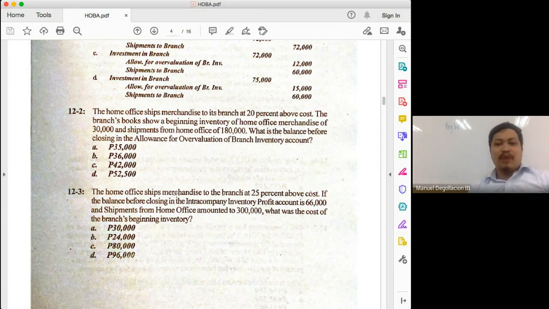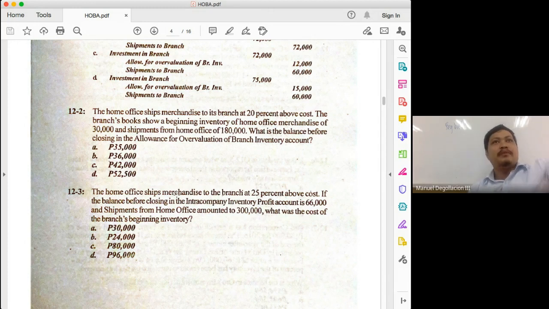Okay, so that is why when the question in problem 12-2, class, is asking for the balance before the closing, what is it actually asking from us? It's asking from you the markup on the beginning plus the markup on the shipments. Okay? So if it's asking for before closing, what's normally happening there? Only shipments. So the balance of your markup before closing would simply be the markup on the beginning plus the markup on the shipments.